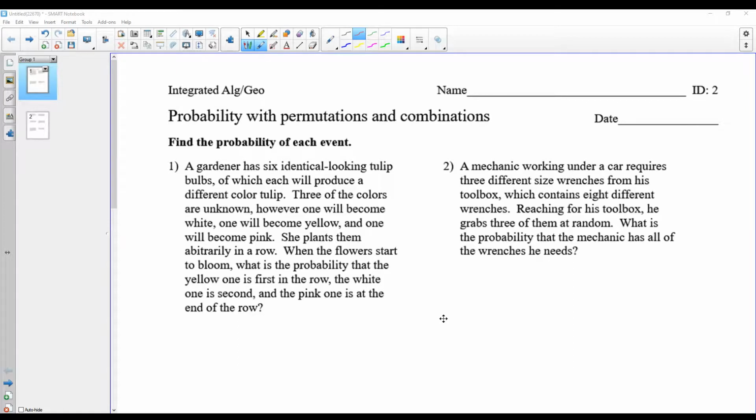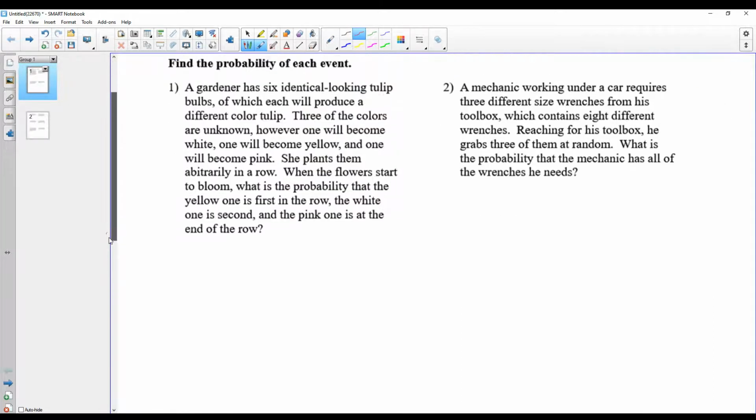Okay, so I'm going to go over a couple of problems that are going to be really similar to what you guys are going to have on your worksheet. Your worksheet looks very similar to this. Notice mine is ID2, yours is ID1. But I'm going to tell you a little bit about the setup, the way I set this up.